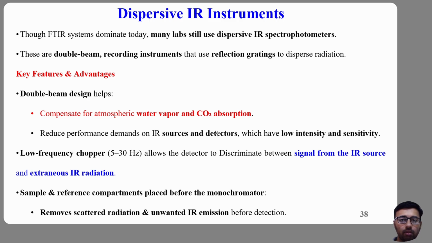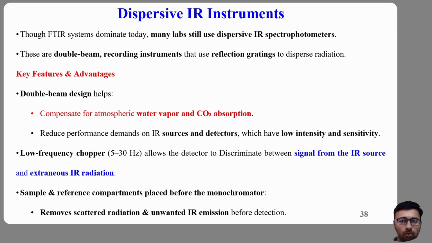The rotating chopper solves this problem beautifully because the beam alternates at a specific frequency. The detector output becomes an alternating electrical signal oscillating at the exact chopper frequency. The amplifier is specifically tuned to amplify signals only at that frequency. This allows the instrument to distinguish the true IR signal from random thermal background radiation. This is an incredibly elegant engineering solution, especially considering these instruments were designed long before modern digital electronics.